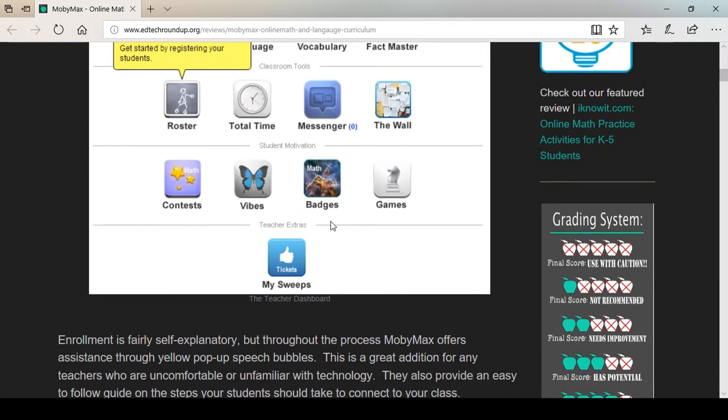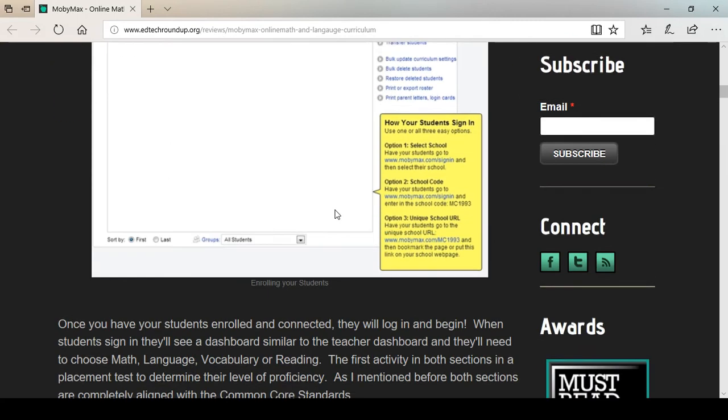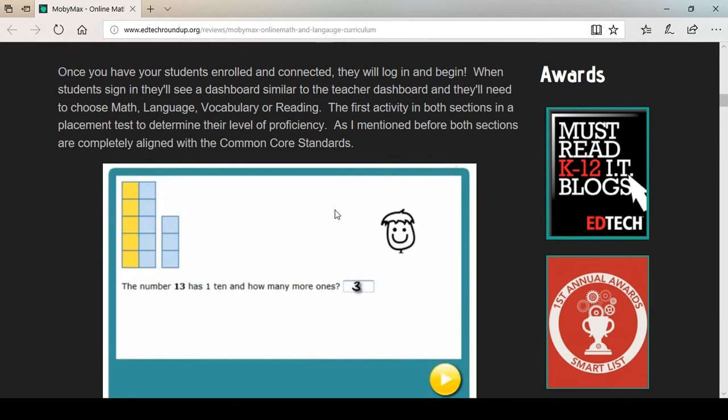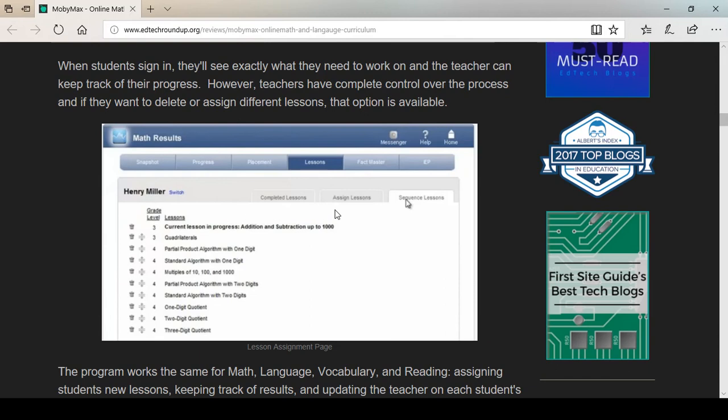If you scroll down through here, it talks about the enrollment of the classes, getting your students into the roster. So, as you can read, it says once you have your students enrolled and connected, they'll log in and begin. When the students sign in, they'll see something similar to the teacher dashboard. They'll need to choose math, language, whatever specific topic. The first activity in both sections is a placement test to determine their level of proficiency. Excuse me. So they just kind of preview some pictures.